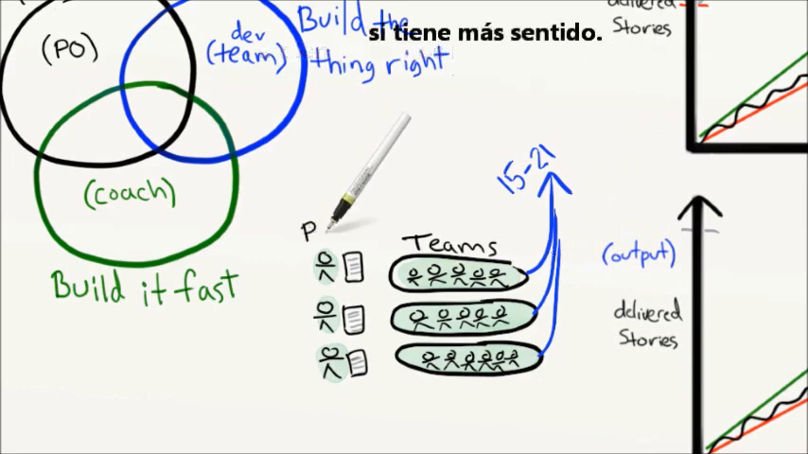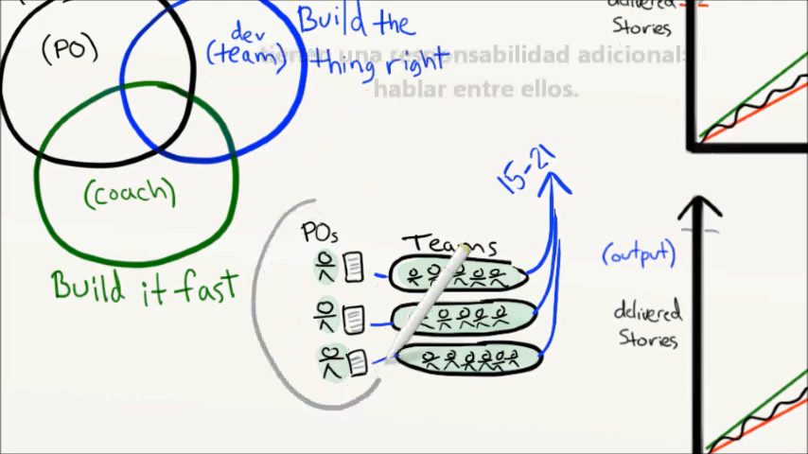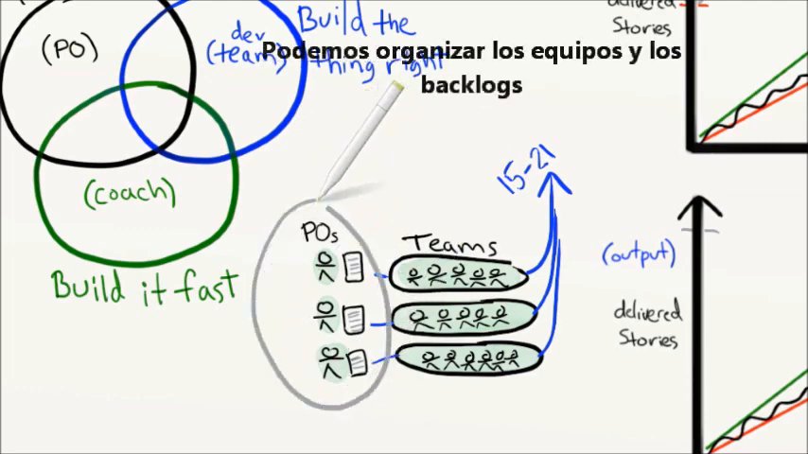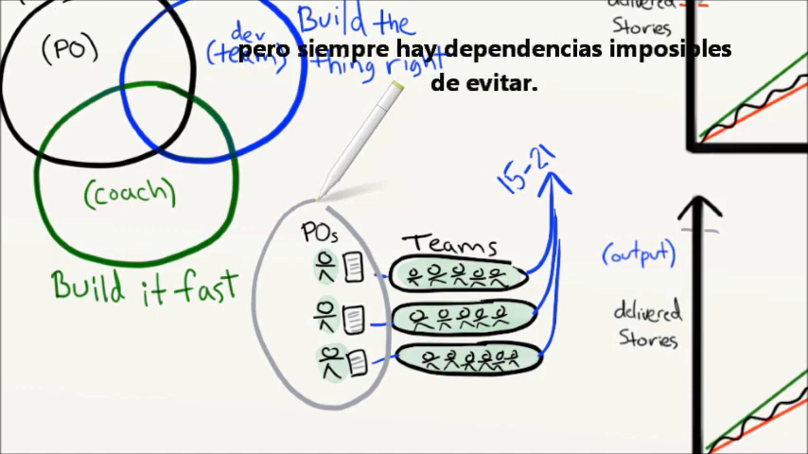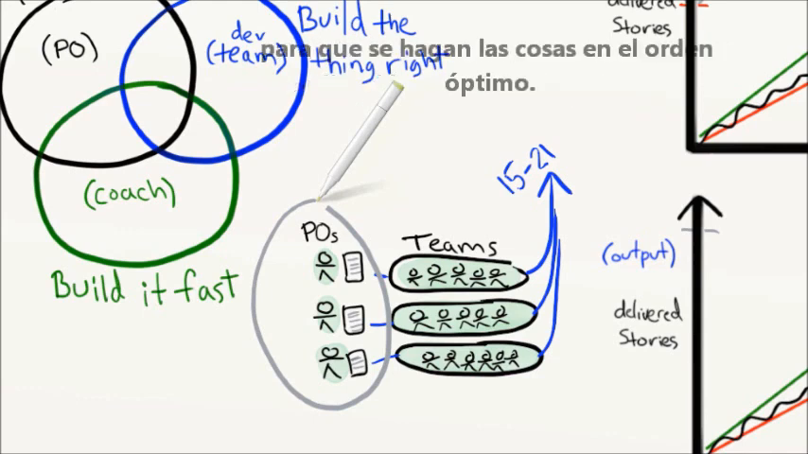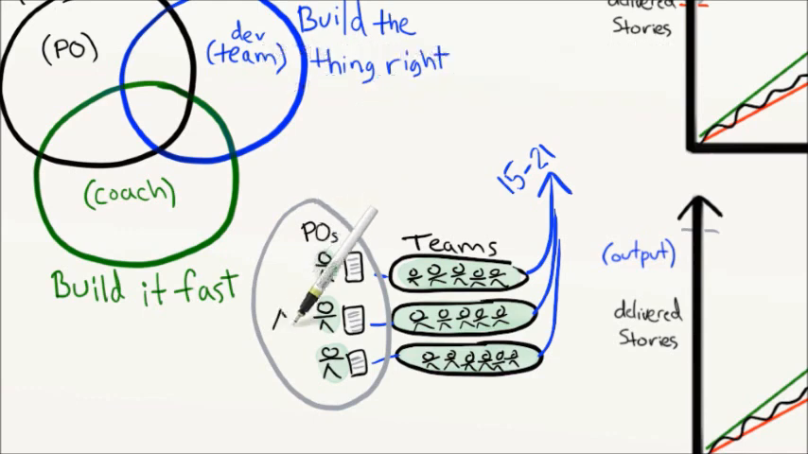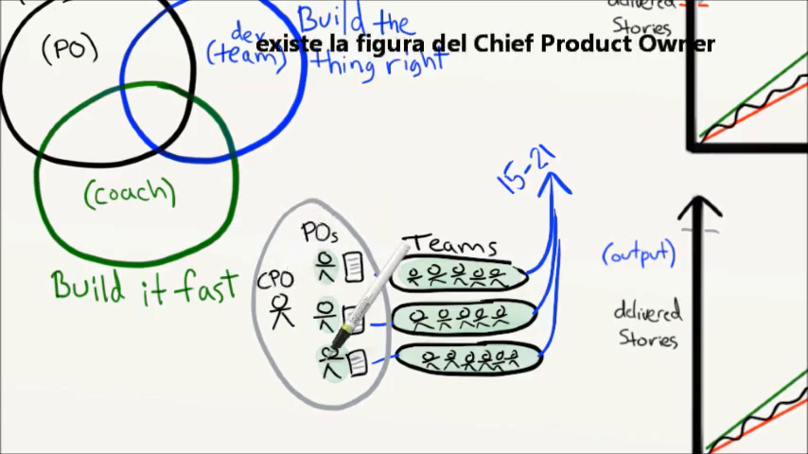In a multiple team scenario, however, the product owners have an important additional responsibility to talk to each other. We should organize the teams and backlogs to minimize dependencies, but there will always be some dependencies that we just can't get rid of. So there needs to be some kind of sync between the product owners so that they build things in a sensible order and avoid sub-optimizing. In large projects, this usually calls for some kind of chief product owner role to keep the product owners synchronized.